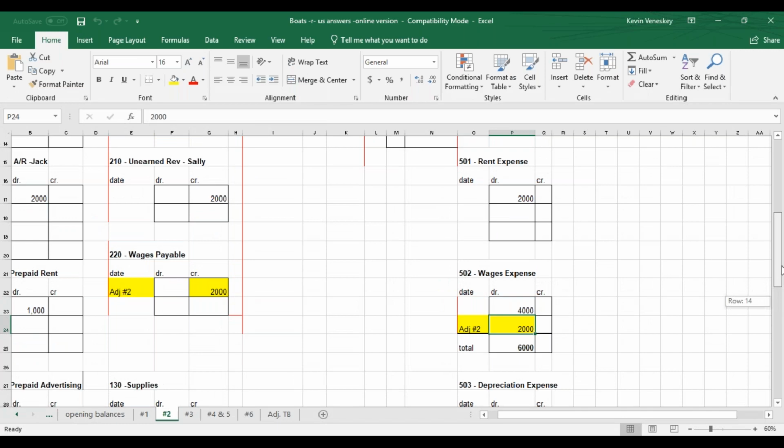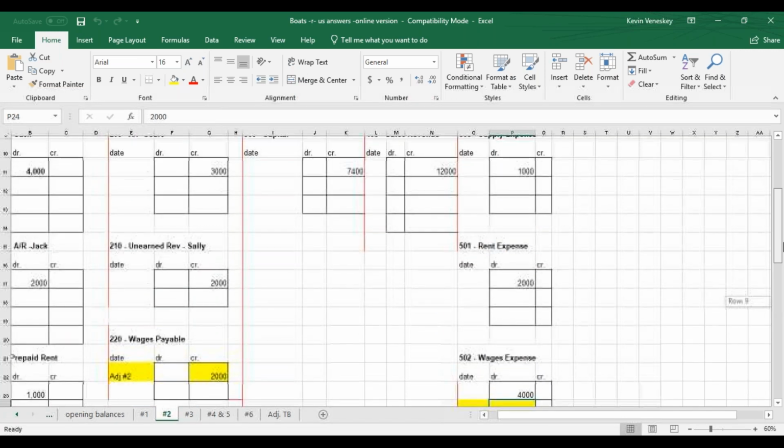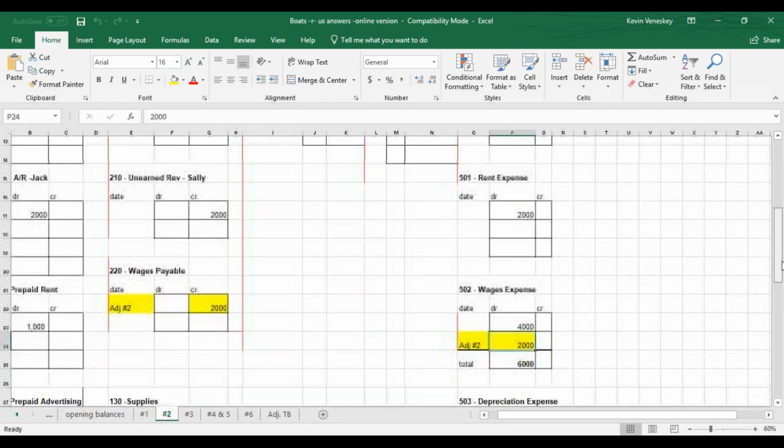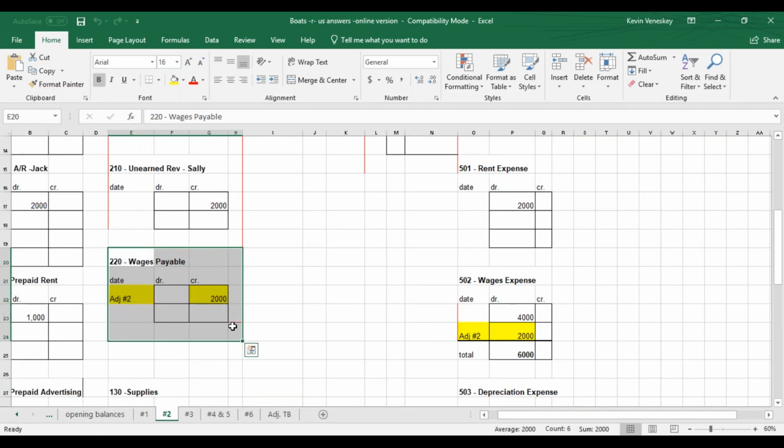And then it says it was accrued and it won't be paid until early next year. So when it's accrued, we need to show that I owe the money as a wages payable. Do not take it out of cash. It's not been paid as of December 31. We owe the money.